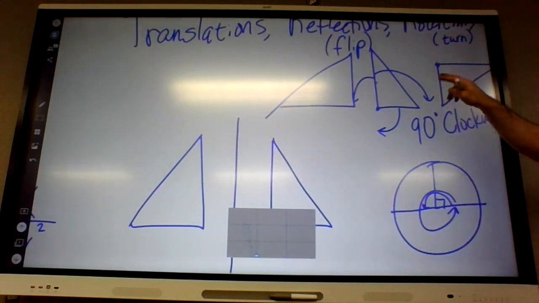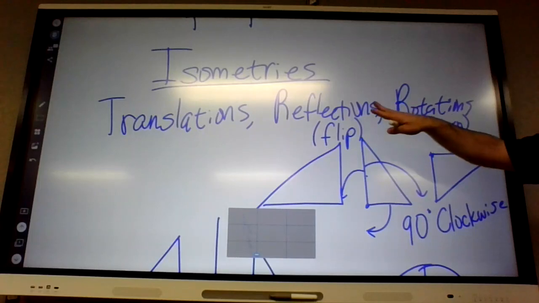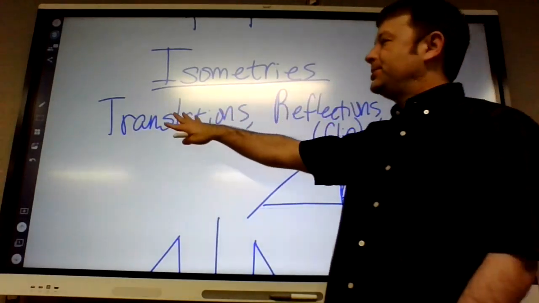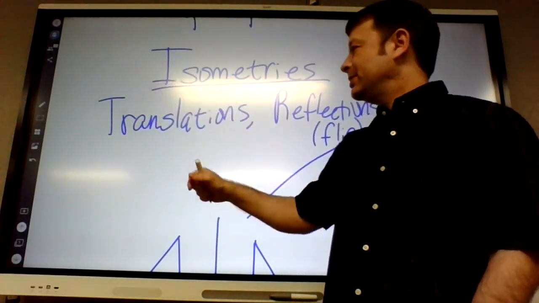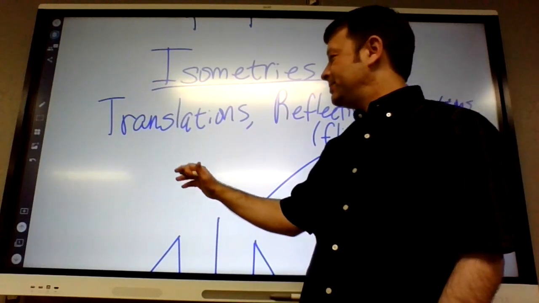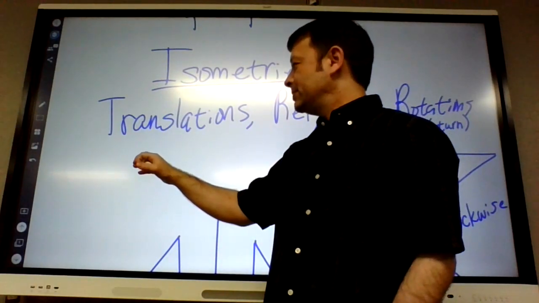Okay, so if rotation means turn, reflection means flip, what does translation mean? This might be the weirdest one. Easiest to do, weirdest term. Anybody want to guess?